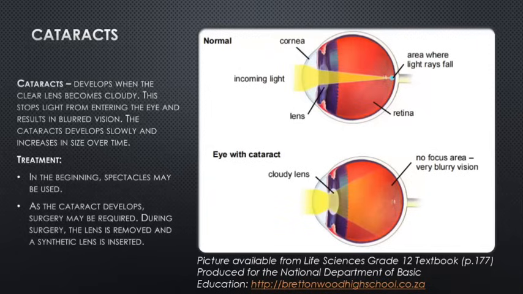So the treatment for this, in the beginning, spectacles may be used, but if it's too severe, they do what we call surgery. They do surgery where the lens is removed and an artificial or synthetic lens is inserted. They give you another lens, not your own, because your own one is too cloudy, so they remove it and they give you an artificial one.